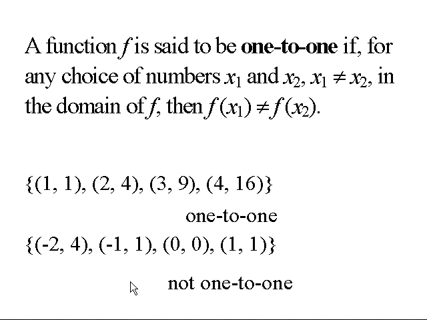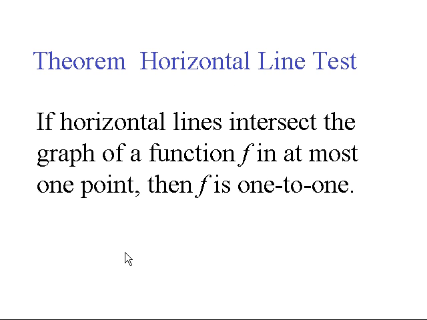There was a geometric criterion you could use to decide if a given relation, a set of ordered pairs or a graph in the plane, was the graph of a function. It was the vertical line test. This condition is the horizontal line test for one-to-one functions. If a horizontal line intersects the graph in at most one point, the function's one-to-one.